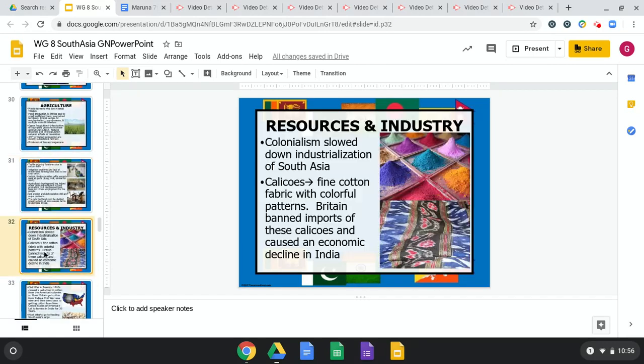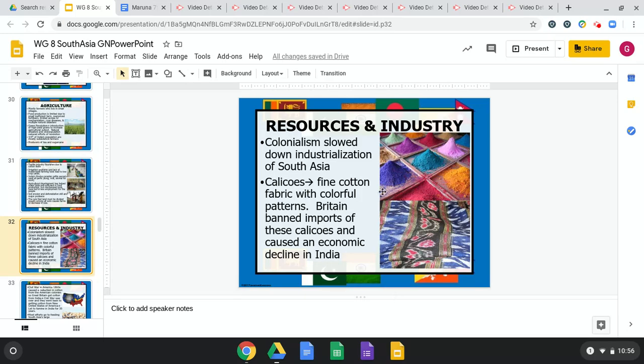Let's see here. Resources and industry. Colonialism slowed down industrialization of South Asia. So again, colonial period refers to when those European powers came over and divided up the region.